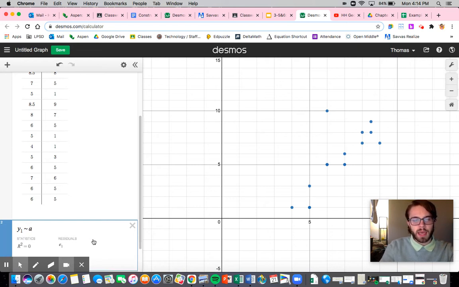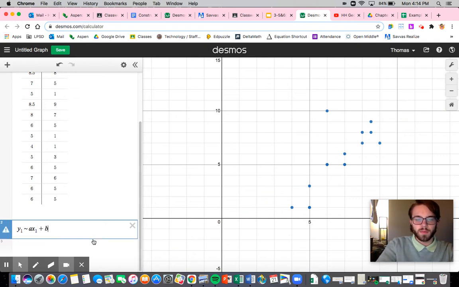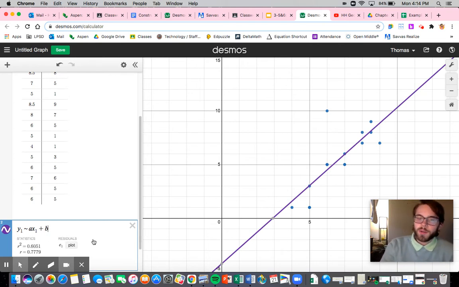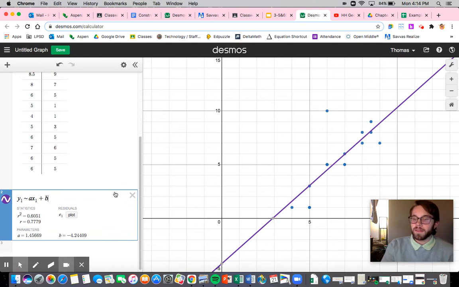And I'm just going to say A x1, and again, it's automatically doing that for me, but if it's not, do shift minus, plus B. All right, and as you can see, I'm getting a bunch of information, and it's automatically graphing my line. I'm actually just going to save this.